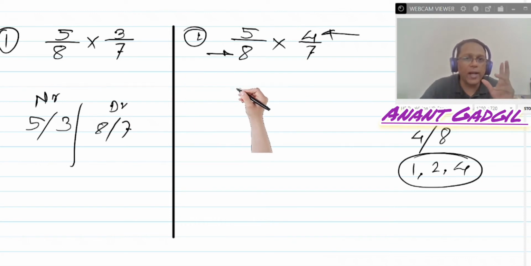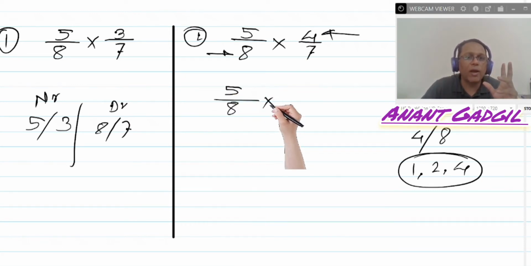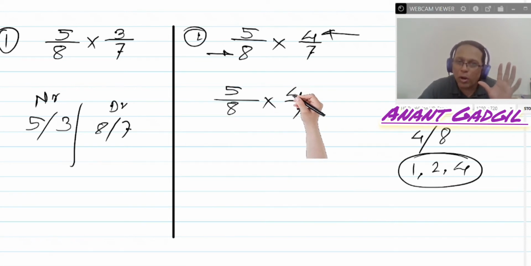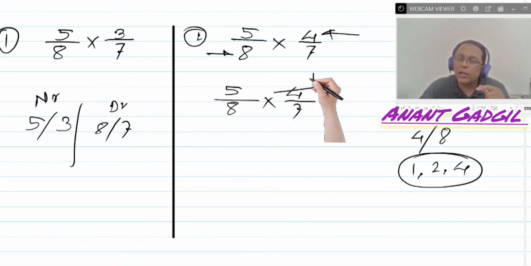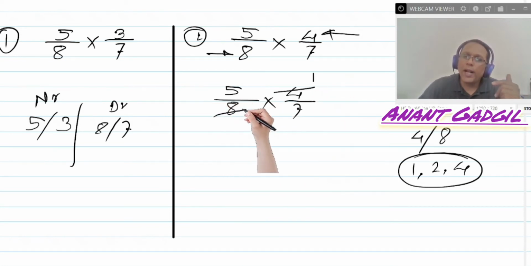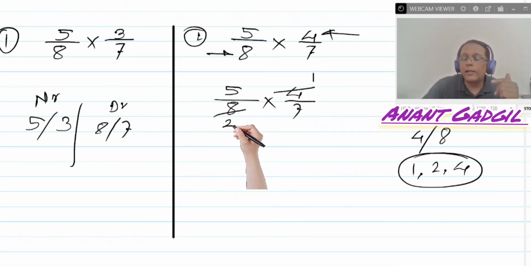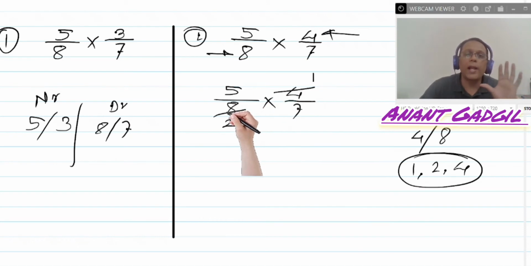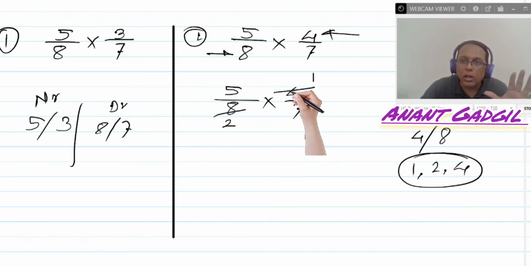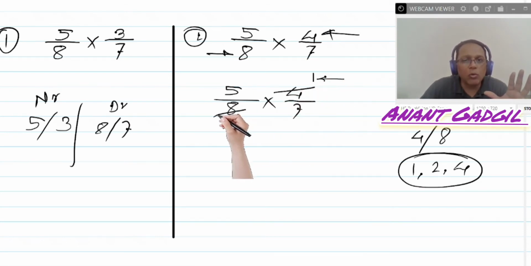So, if I divide 4 and 8 by 4, what will I get? When I divide 4 by 4, I will get 1 as the answer, right? So, that's why I am cutting 4 here and writing 1. When I divide 8 by 4, I will get the answer 2. So, I am cutting 8 and writing 2 here. So, what I have done here, I have divided both 4 and 8 by 4. And I have got 1 in the numerator and 2 in the denominator.